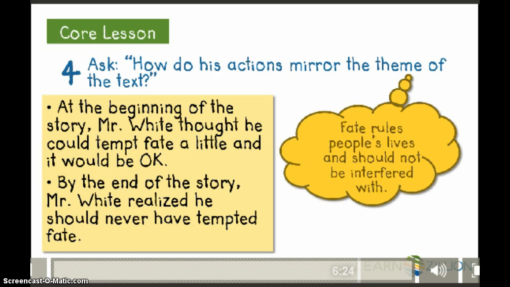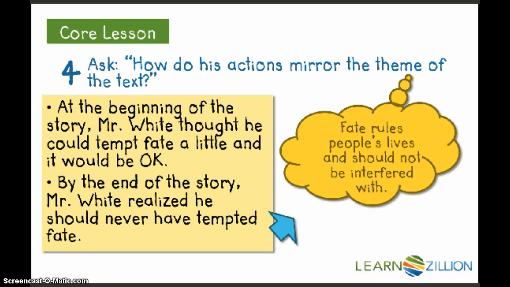This brings us back to the theme of the text, which is that fate rules our lives and shouldn't be interfered with. Mr. White reflects this theme through his major actions in the text. He is at first eager to use the monkey's paw. In the middle, he is reluctant, but does it for his wife. And then at the end, he only uses it to undo what had previously been wished for, realizing that fate should not be left to mere humans to decide. Otherwise, we will be very unhappy with the outcome.